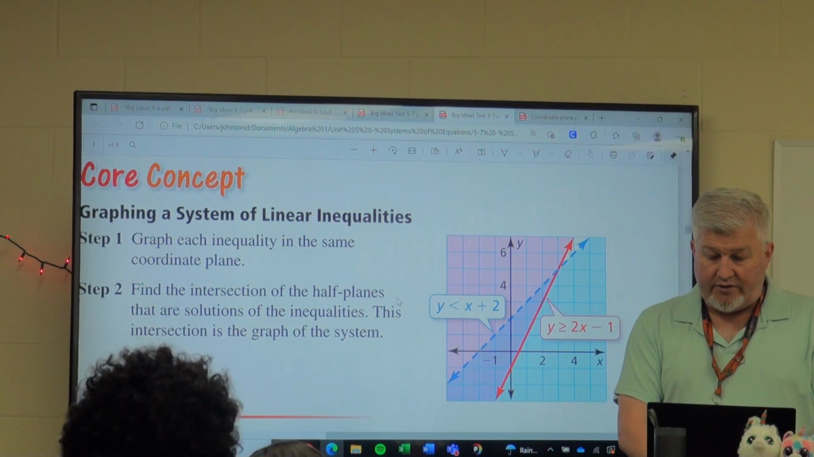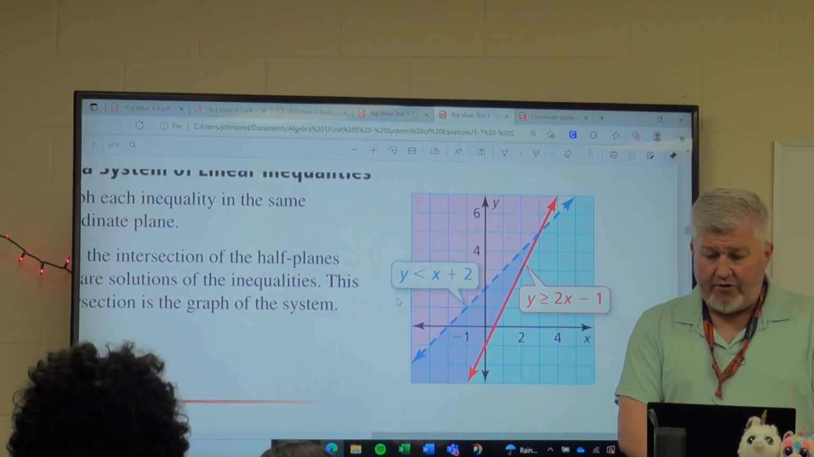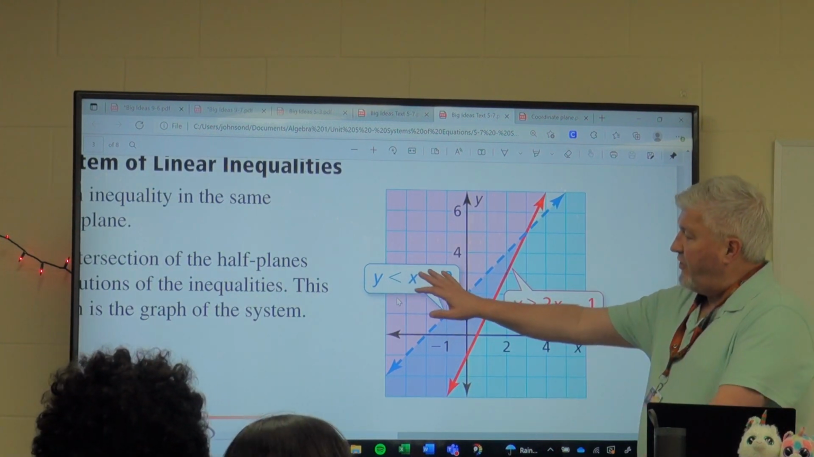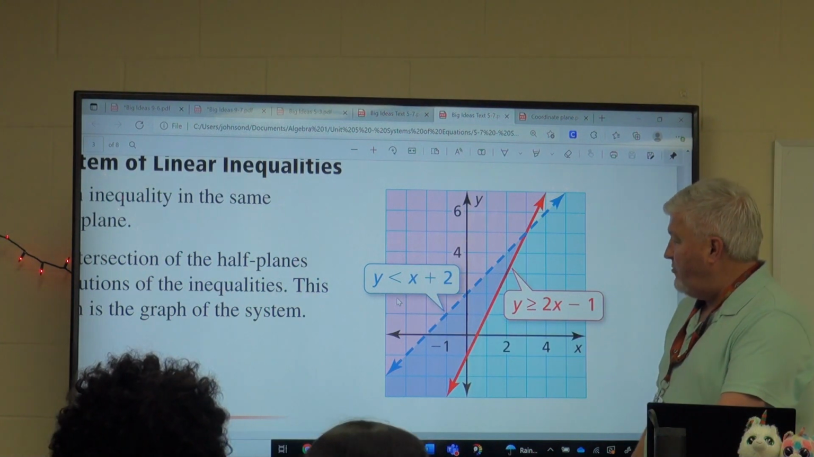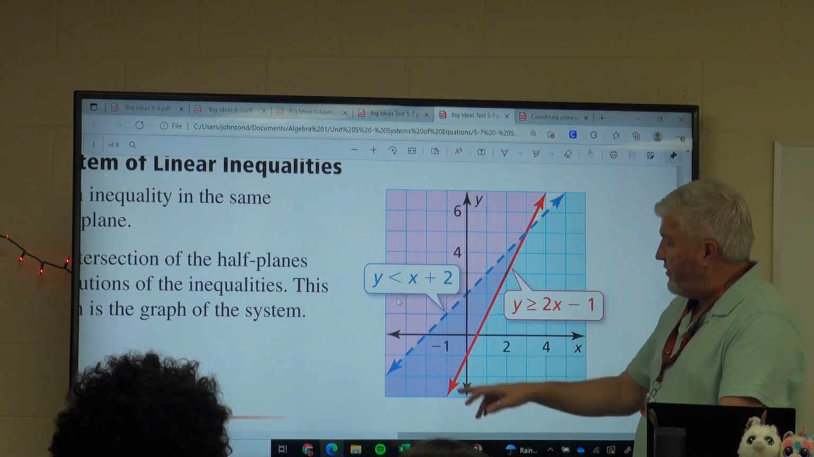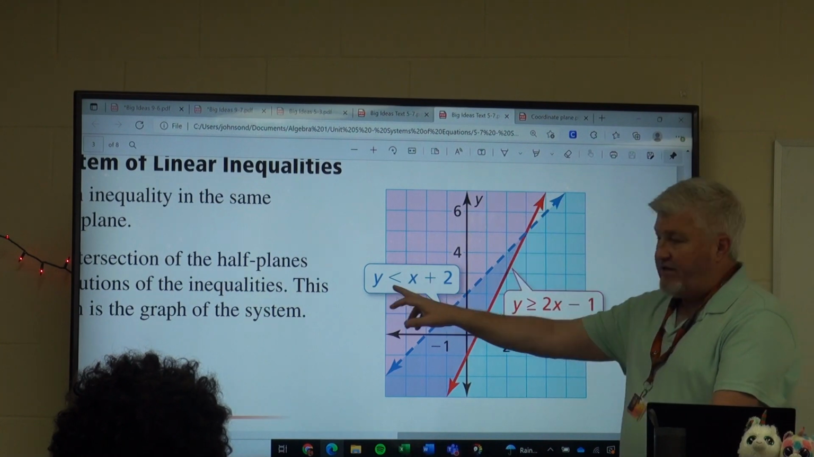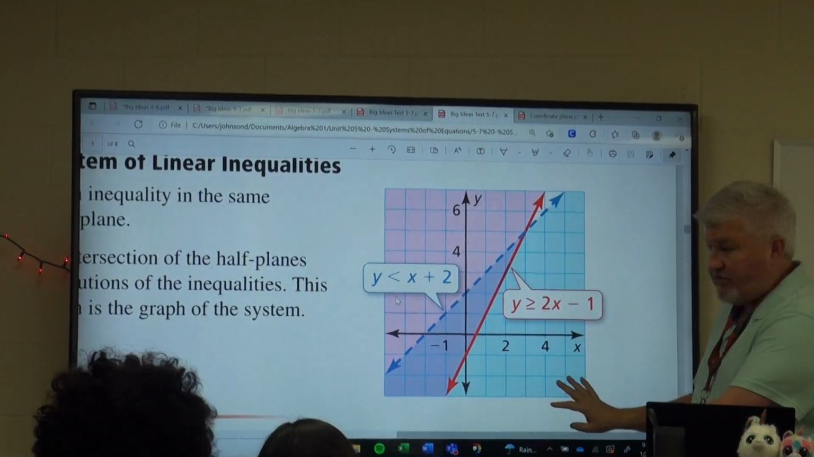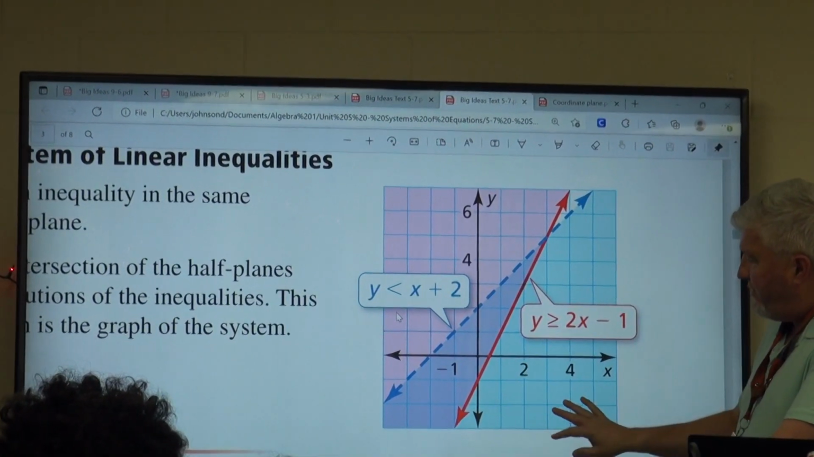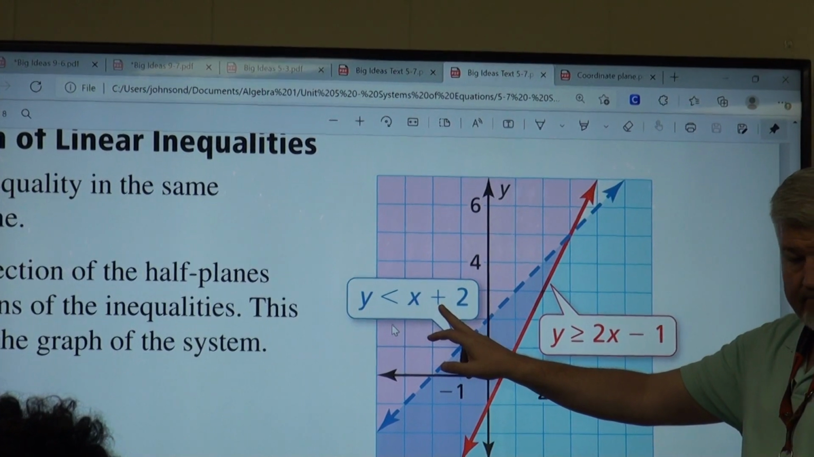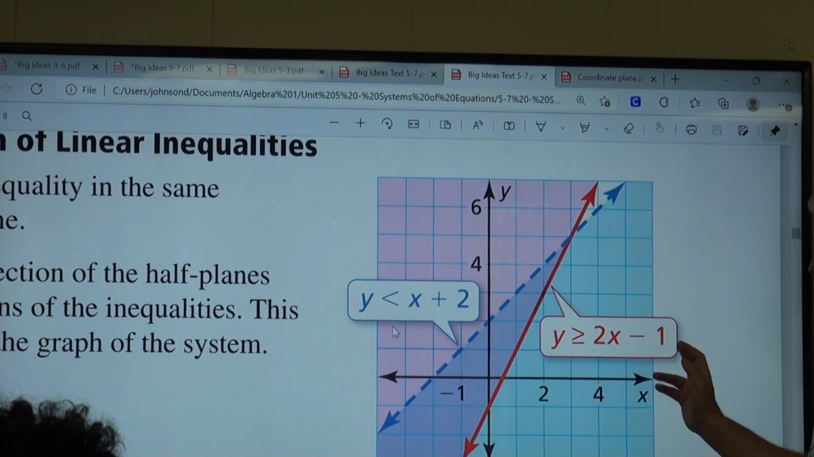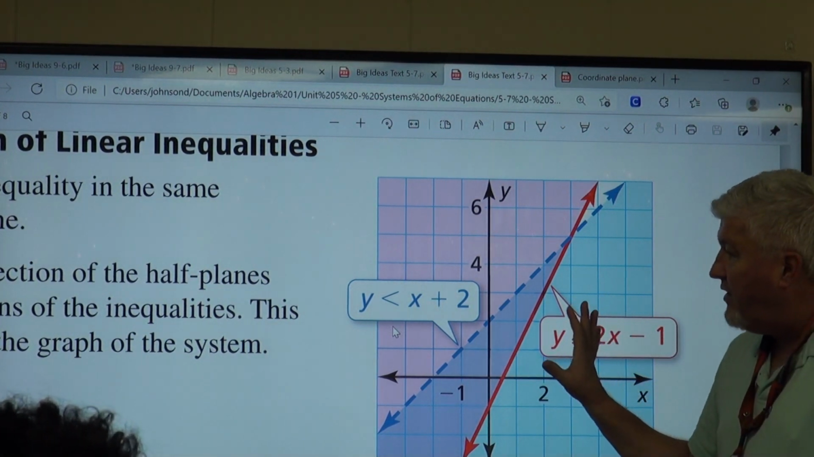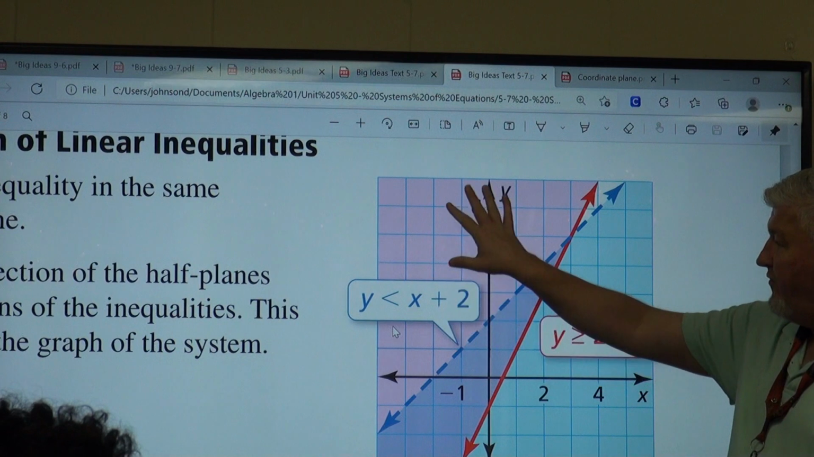So if you look here at this one they drew out, they graphed two different lines, and yes, you need to continue knowing how to graph. It's critical for this. So this one is y is less than x plus 2. Y less than x plus 2, here's what that line looks like. Because it's less than, it's everything below that line. So everything in blue is this inequality. Okay? The red one, y is greater than or equal to 2x minus 1. So here's your red line, and because it's greater than or equal to, it's everything above. Okay, all of the red.